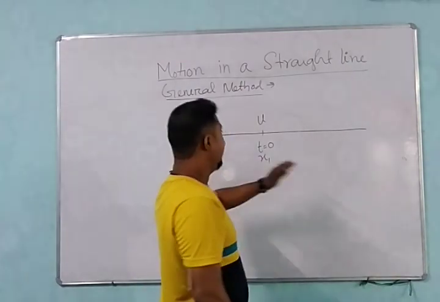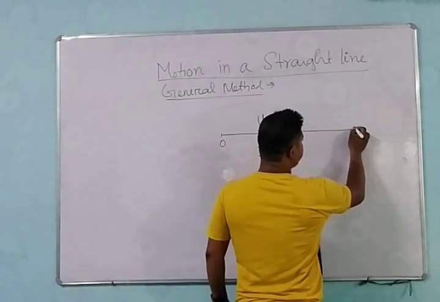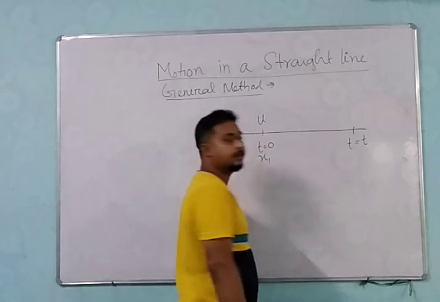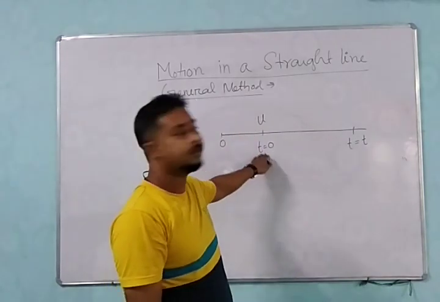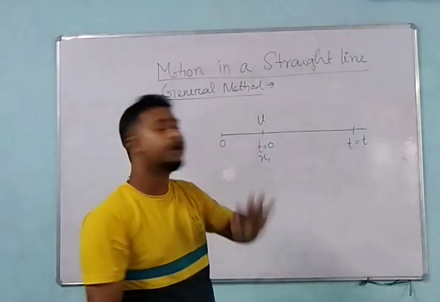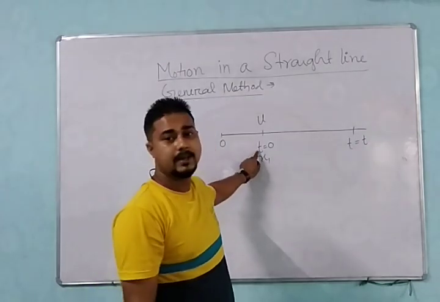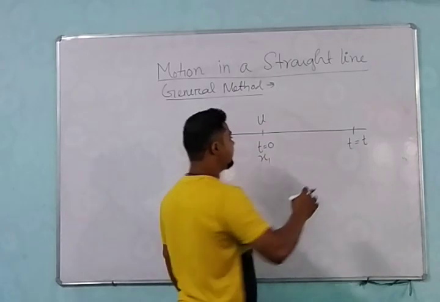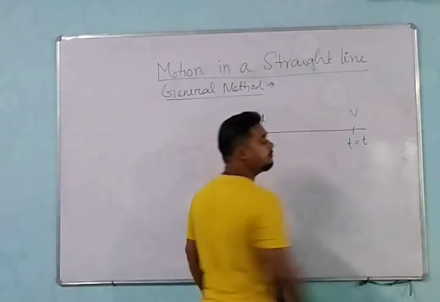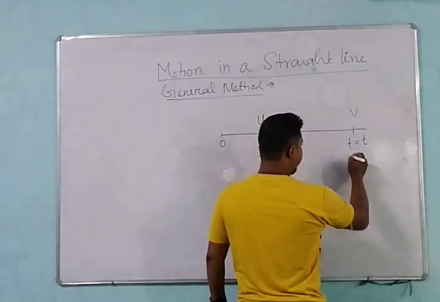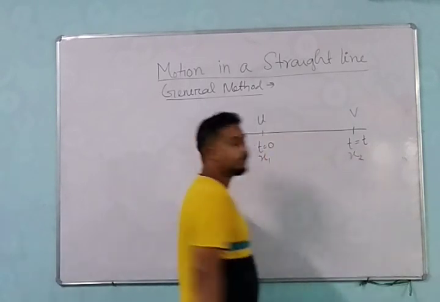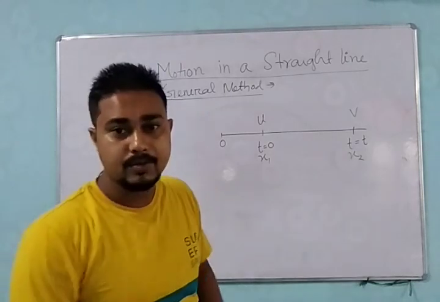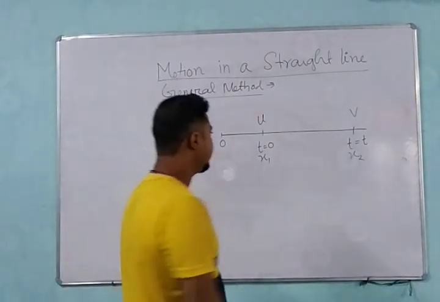Okay, and at time t2, let t1 is equal to 0 and t2 is equal to t. So let at time t the velocity of the body become v, where the position of the body, let it be x2. Okay, I hope you are clearly able to see what I have written on your board.